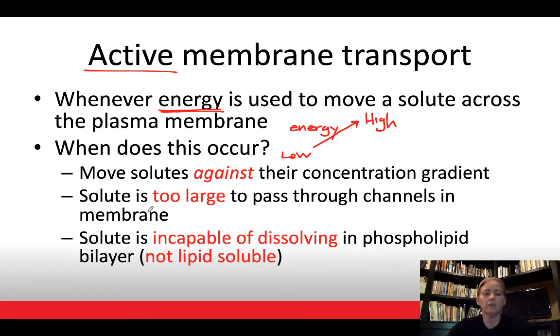Okay? Also, sometimes we have solutes that are too big to pass through those protein channels in the membranes, and in those cases we need to have active membrane transport like endocytosis, and we'll talk about that. And then in some cases the solute is not lipid soluble, which means that it can't travel through the phospholipid bilayer by itself, and so it needs a little bit of help.